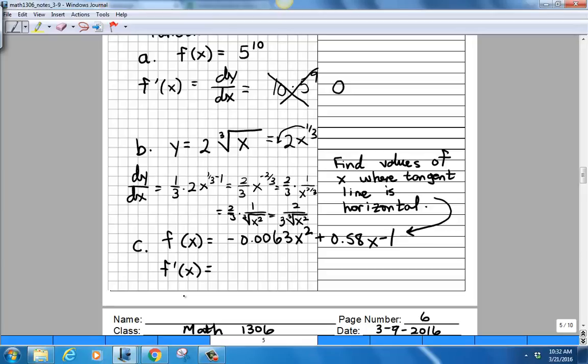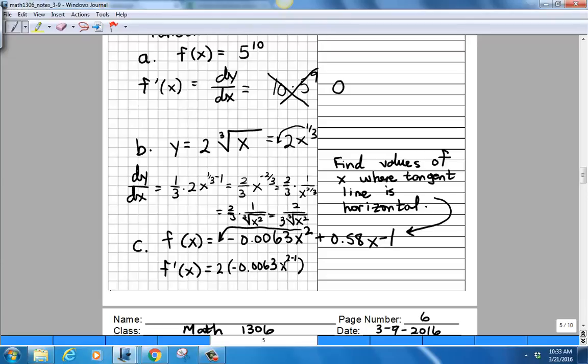So you bring the 2 over in front of the first expression. Right, yeah, so you get 2 times, what, minus all of this? 0.0063, and then what? And then you subtract 1 from the exponent. Yeah. Perfect. See, that's the power rule, right? So you get x to the 2 minus 1.